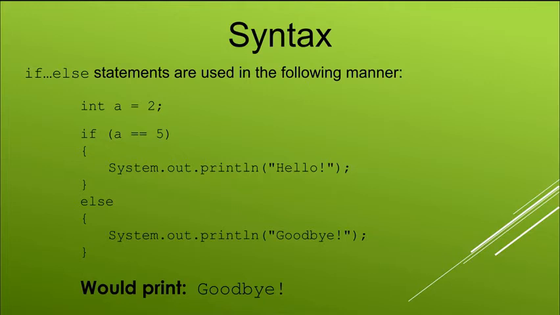If-else statements are used in the following manner. Again, we have a set equal to 2, and we test to see if a is equal to 5. It's not, so we won't print hello. Instead, we will execute the else. Therefore, the output of this program is goodbye.